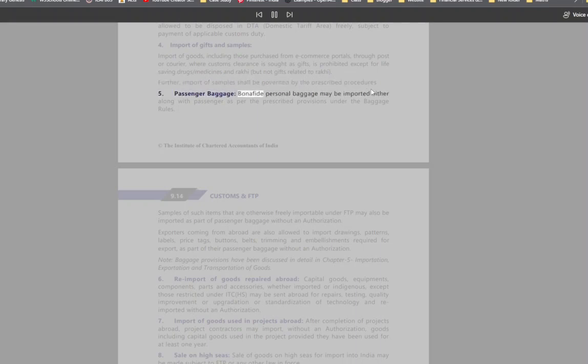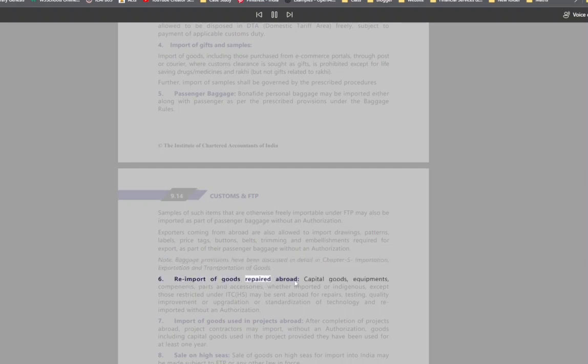5. Passenger baggage. Bona fide personal baggage may be imported along with the passenger as per the prescribed provisions under the baggage rules. Samples of such items that are otherwise freely importable under FTP may also be imported as part of passenger baggage without an authorization. Exporters coming from abroad are also allowed to import drawings, patterns, labels, price tags, buttons, belts, trimming and embellishments required for export as part of their passenger baggage without an authorization. Note: baggage provisions have been discussed in detail in Chapter 5, Importation, Exportation, and Transportation of Goods.